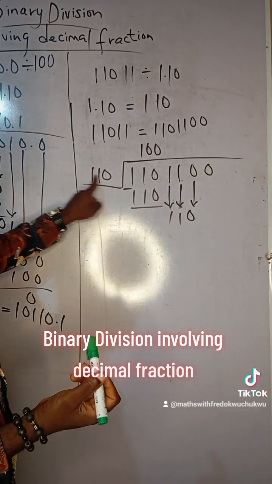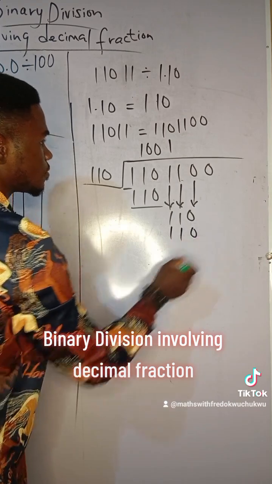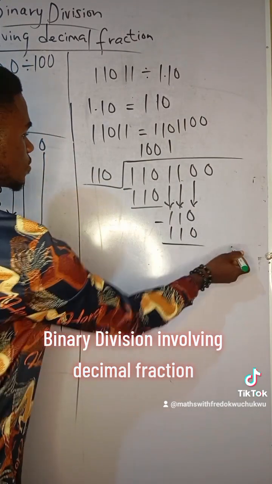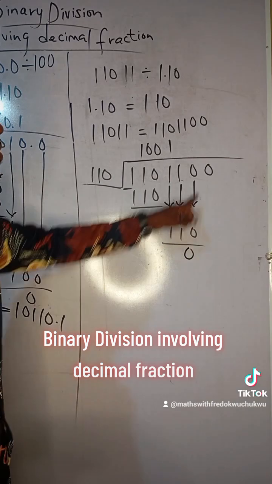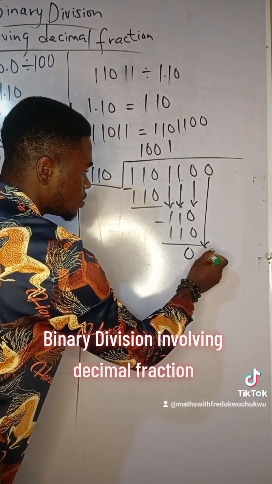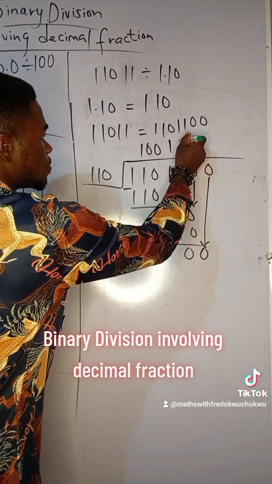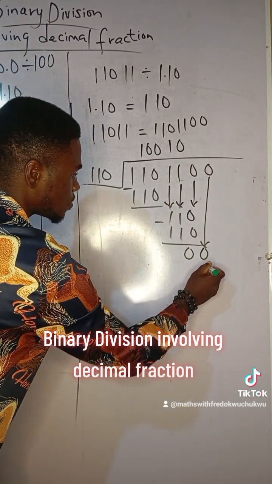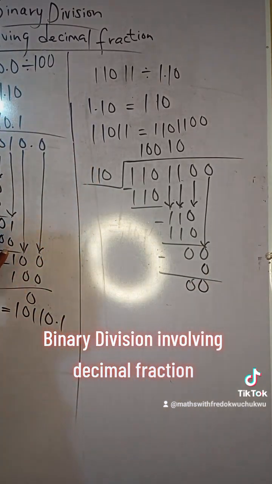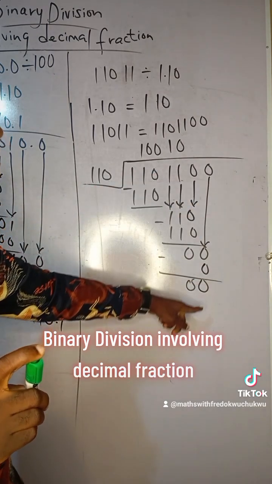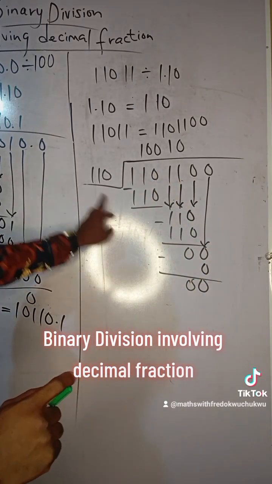Then you say 110 into 110 is 1. 1 times 110 is 110. Then we do our subtraction. 110 minus 110 here is still what? 0. Now we bring down the last value, which is what? 0. You can now say 110 into 0 is still 0. 0 times 110 is still 0. So when you do the subtraction, it's still 0, 0. This is where you're going to stop. Remember, you have to bring down the last value as well. You go into it, use it to multiply the value here, then you stop here.